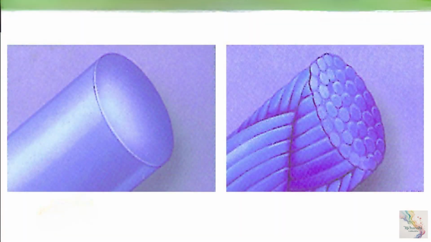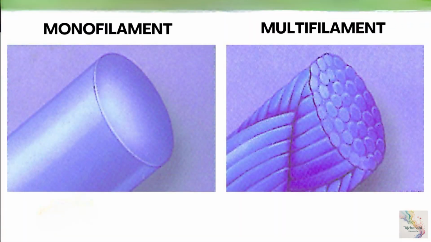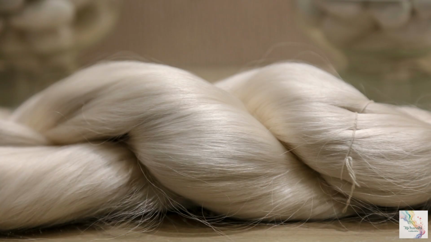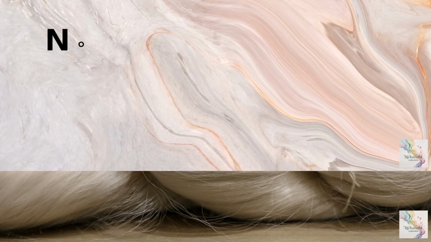Filament yarns are of two types: monofilament and multifilament. Monofilaments are single continuous filaments, like fishing line. Multifilaments are many fine filaments twisted together, softer and more flexible.